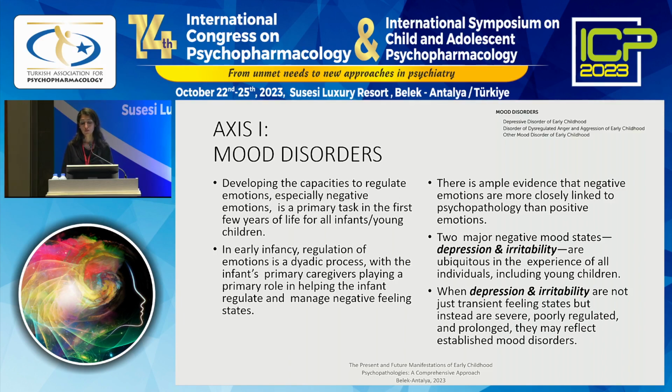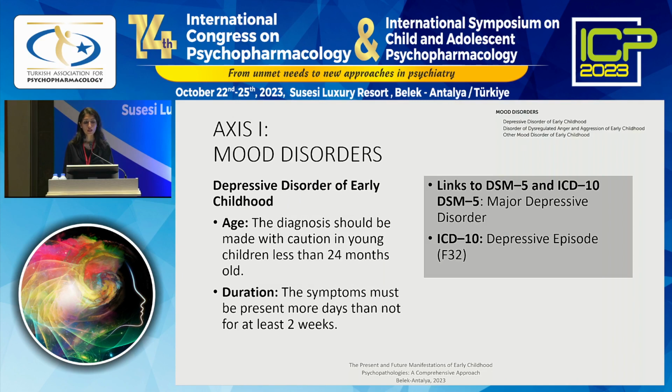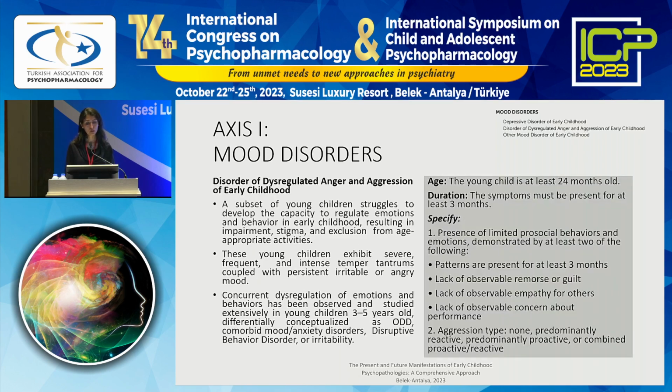Once it is extreme, difficult to regulate, and extended, it can be a risk for mood disorder. For depressive disorder in children less than 24 months old, you have to make the diagnosis with caution. It means after 2 years, it is much better to make the diagnosis.